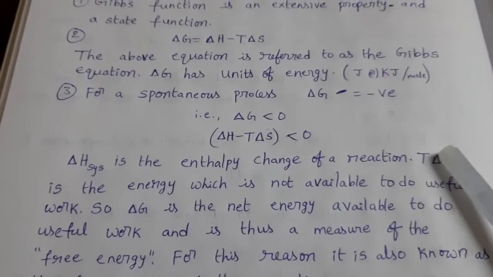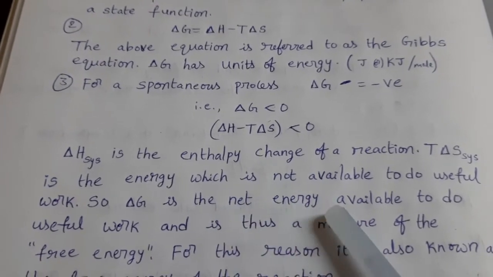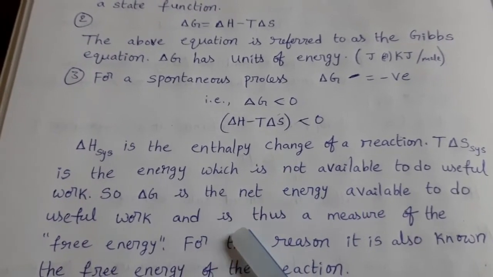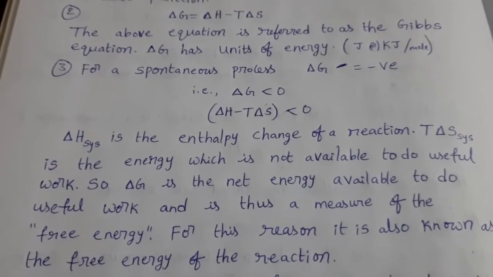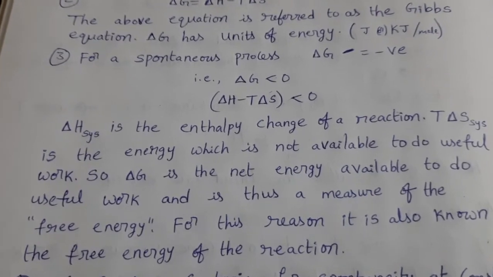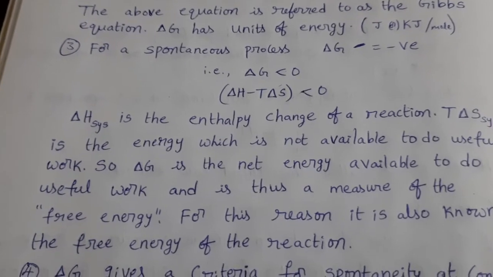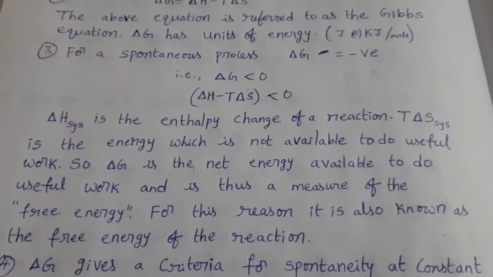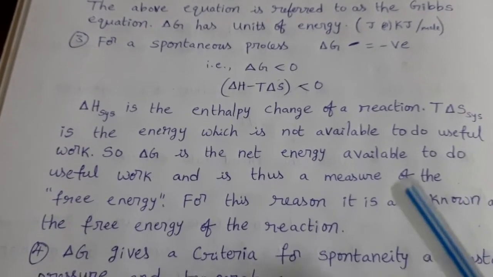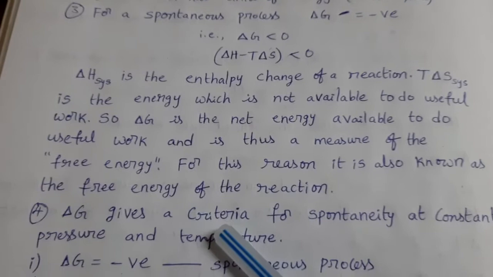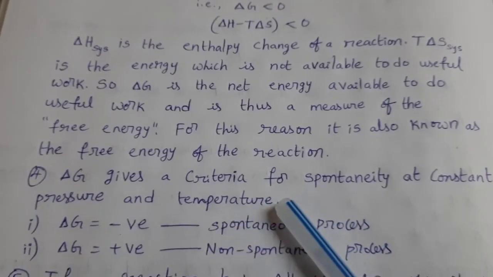This energy is not useful to do useful work, so delta G is the net energy available to do useful work and is thus a measure of the free energy. How much free energy is available in a system is measured in terms of Gibbs energy. So it is also known as free energy of the reaction, Gibbs free energy or Gibbs free energy of the reaction. Delta G gives a criterion for spontaneity at constant pressure and temperature.